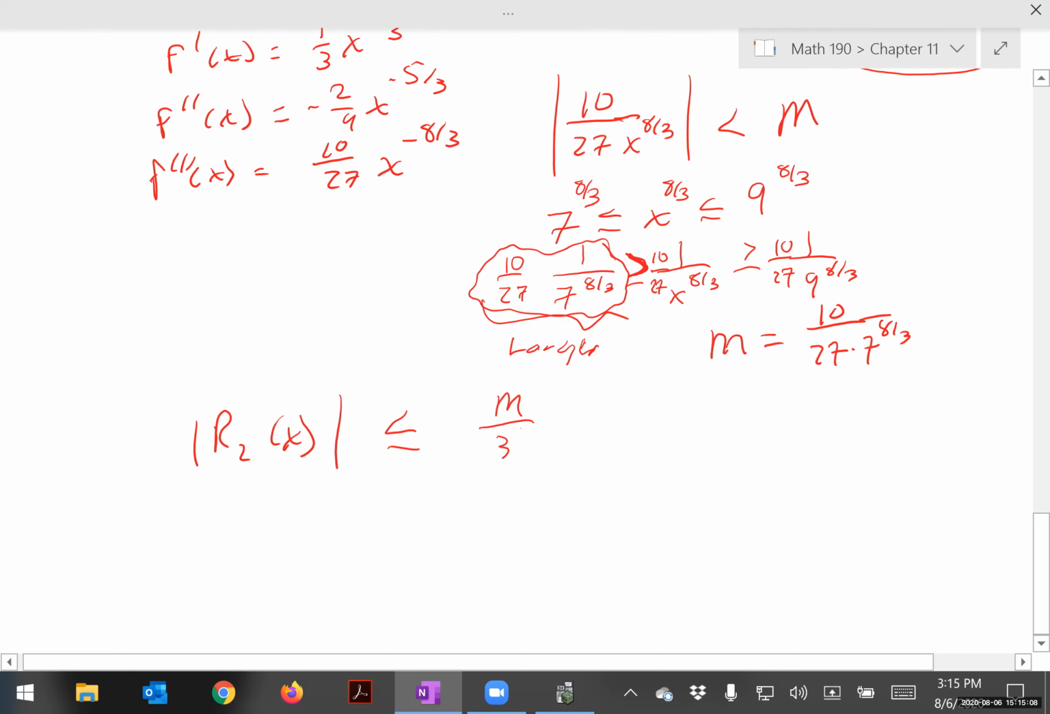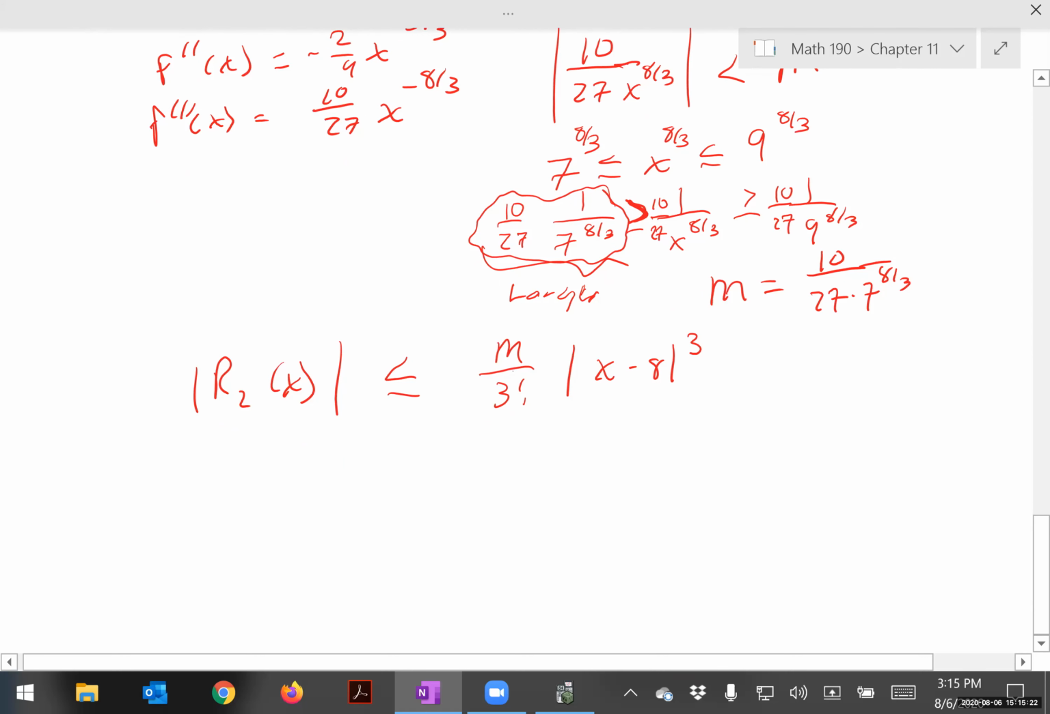So m over 3 factorial times the absolute value of x minus 8 raised to the third power. Okay, so what's 3 factorial though? That's 1/6, right? So it's going to be 1/6 times 10 over 27, 7 to the 8 thirds, times x minus 8 to the third power. We're getting closer here to an answer that we can look at.